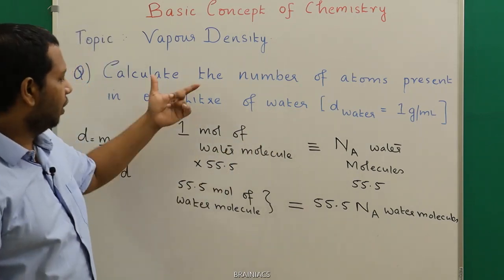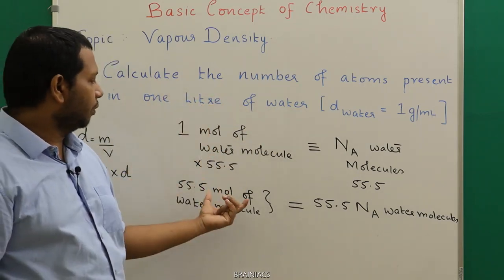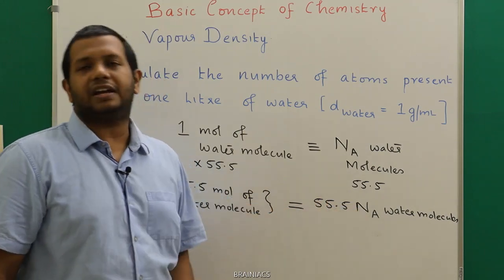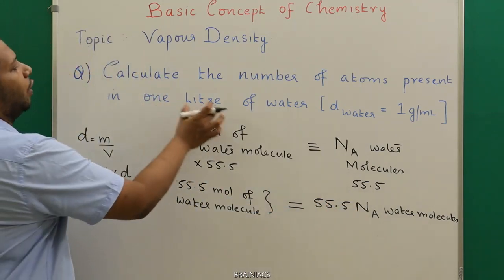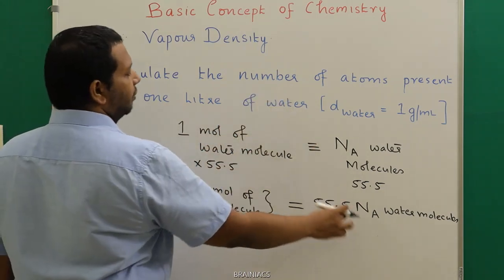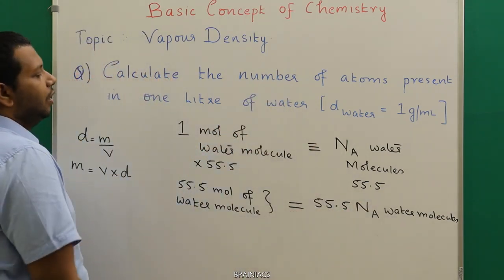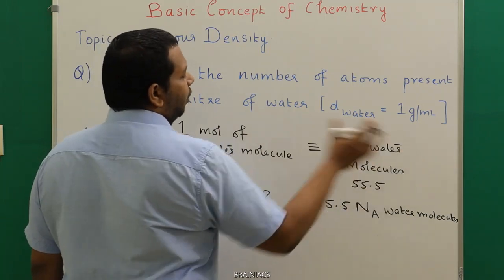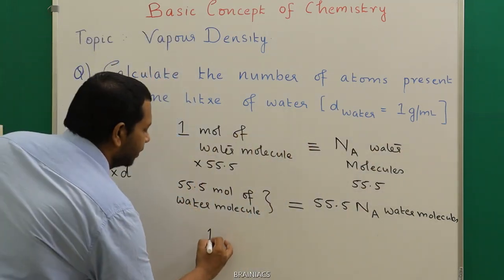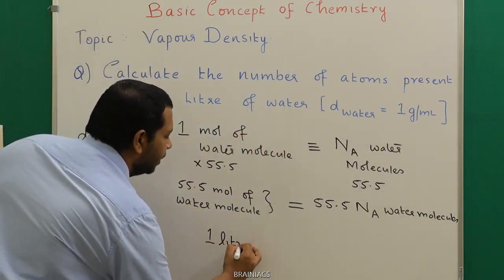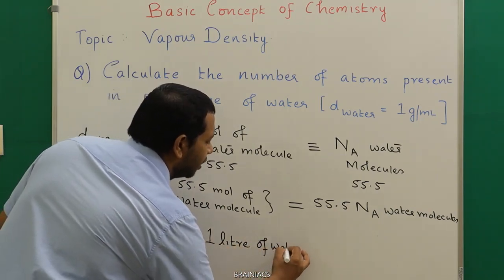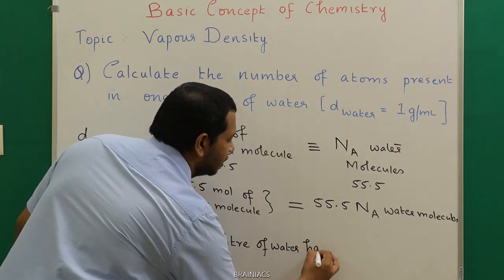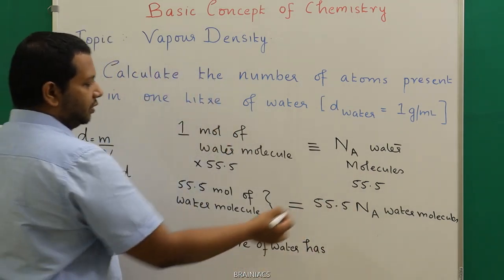So 1 liter of water we have tried to convert it into number of moles, and corresponding to that I have found out the number of molecules. So this indirectly means that if you take 1 liter of water, always remember it will contain how many water molecules? 55.5 Na water molecules. This you should remember, then it is easy for you to do bigger calculations. So that means 1 liter of water has how many water molecules? Tell me.